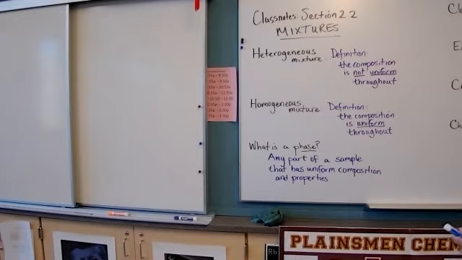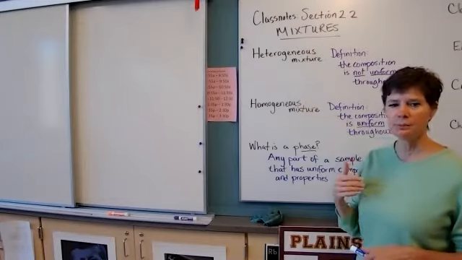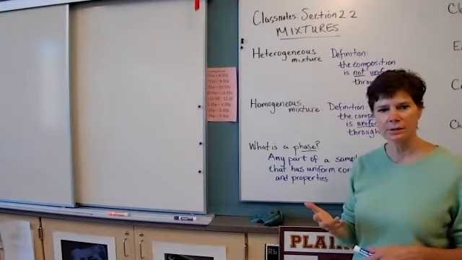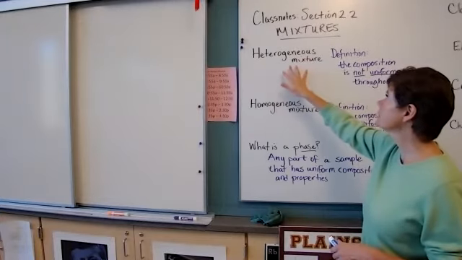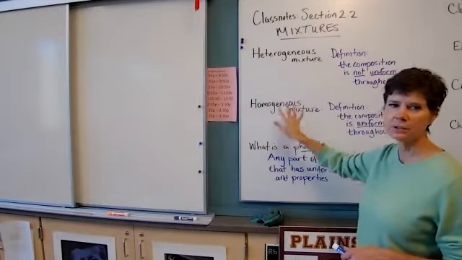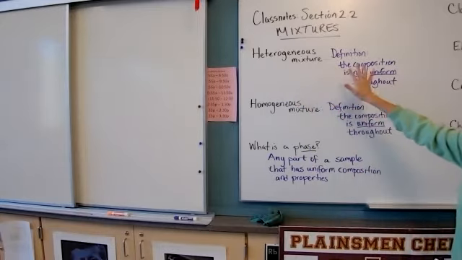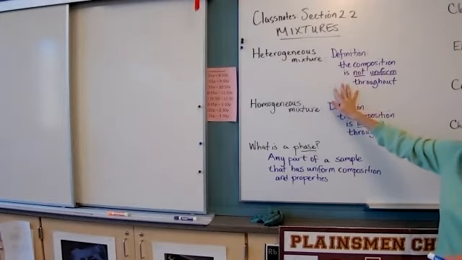So we'll start with section 2.2. This is a description of mixtures. There are two types of mixtures that we talk about and are concerned with in this chemistry class, which is heterogeneous mixtures and homogeneous mixtures. So heterogeneous mixtures, by definition, we have a composition that is not uniform throughout. So I'll give you a couple of examples.